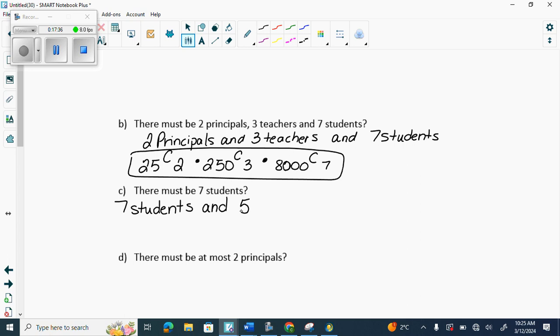5 technically principals or teachers, right? Or what could we write? 5 not students, technically. We could just say 5 not students. It has to be anything but students. Okay? So how many students are there? 8,000. Is it a C or is it a P? C, because it's students from students, right? They don't have any jobs.